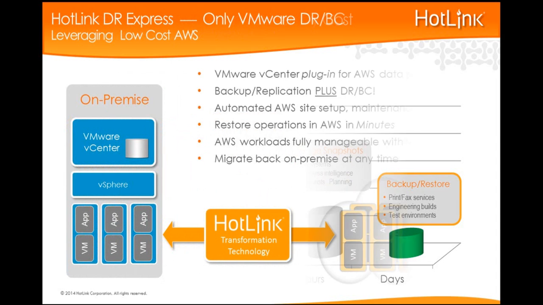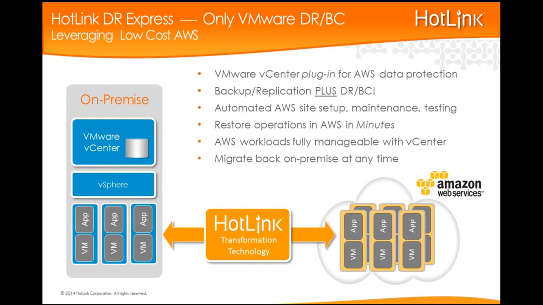So let me introduce you to HotLink DR Express, the only VMware business continuity solution for Amazon Web Services. HotLink DR Express is the only VMware vCenter business continuity plugin for Amazon to seamlessly extend your on-premise VMware environment and include comprehensive protection in AWS, spanning both backup, replication, disaster recovery, and business continuity. HotLink DR Express enables you to recover in minutes in AWS from an on-premise VMware failure.